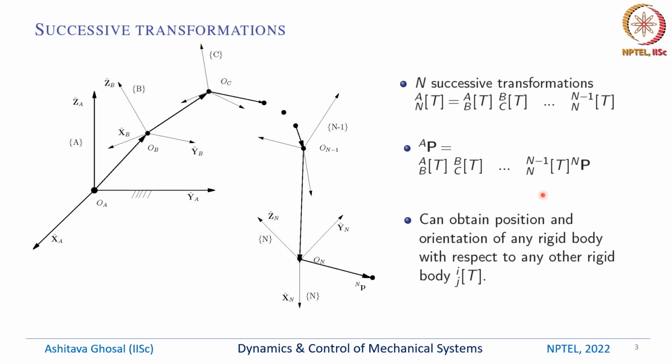So for example, if I want to find j with respect to i, all I need to do is multiply suitable homogeneous transformation matrices. So if I want to find what is C with respect to n, I will go from C to D, D to E and so on, all the way from n minus 1 to n. So we multiply all those transformation matrices and we get from C to n.